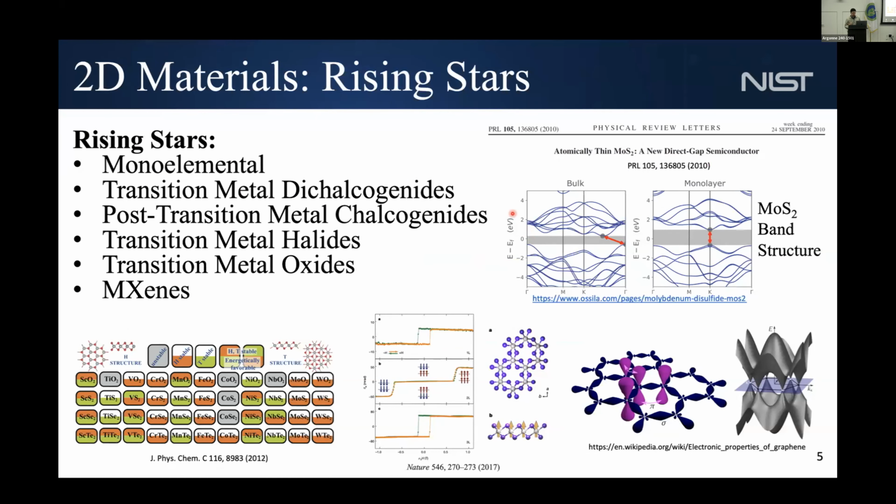So the rising stars, and I guess not really rising anymore because this is now a field that's been going on for over a decade very actively. There are mono-elemental materials like graphene, phosphorene, and so on, transition metal dichalcogenides such as molybdenum disulfide, tungsten diselenide. We have post-transition metal chalcogenides such as indium selenide, gallium selenide, transition metal halide-based materials, such as the 2D magnets like chromium triiodide, nickel diiodide. We have transition metal oxide monolayer materials and MXenes as well.